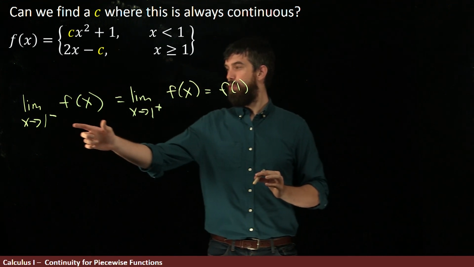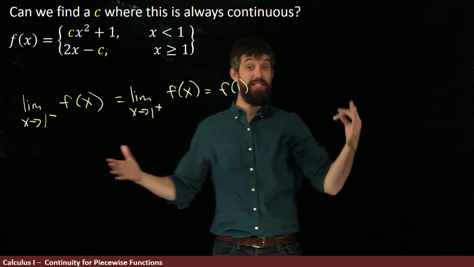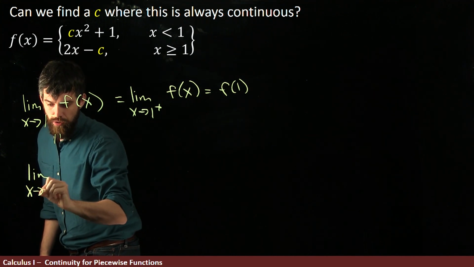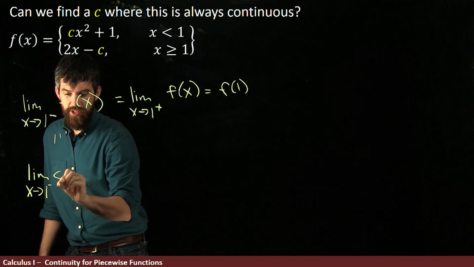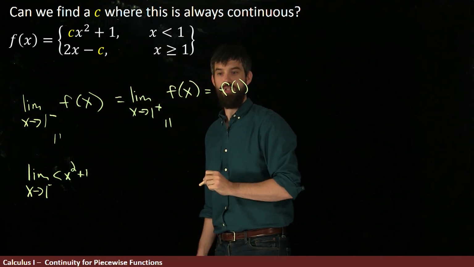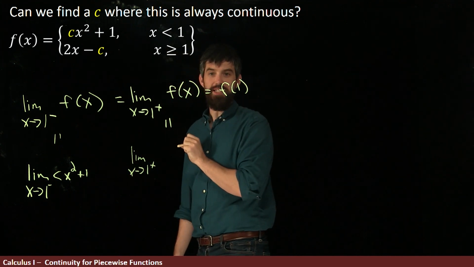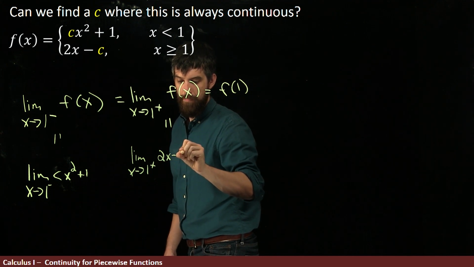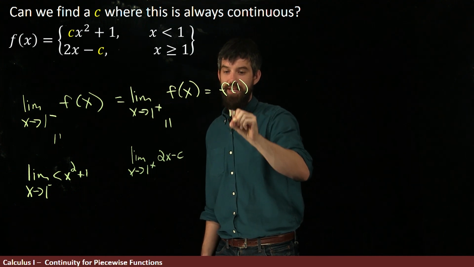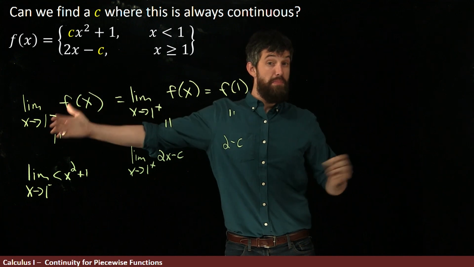Okay, well now let's do the one from the left. Now, from the left is this top one up here, x values less than 1. So, in other words, this is the same thing as the limit as x goes to 1 from the left of c x squared plus 1. And this one over here is just going to be equal to the limit as x goes to 1 now from the right of 2x minus c. And the f of 1 is just going to be plugging in here. This is going to be equal to 2 minus c. So these are the three different things that I need to be equal.